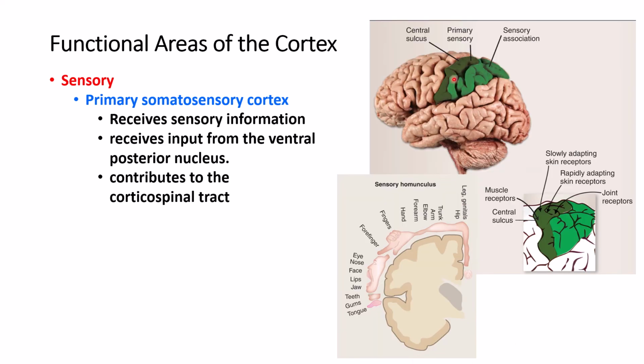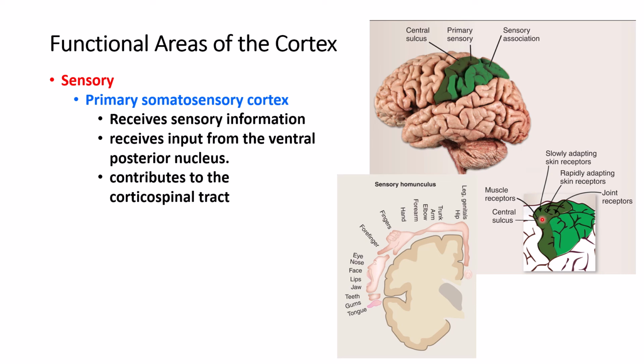The primary sensory cortex is located here, just posterior to the central sulcus. And if you look at it closer, it gets different sensory stimuli. Some of them are coming from the muscle spindles, some from the joints and the tendons, and some from the skin. So different areas are responsible for that.